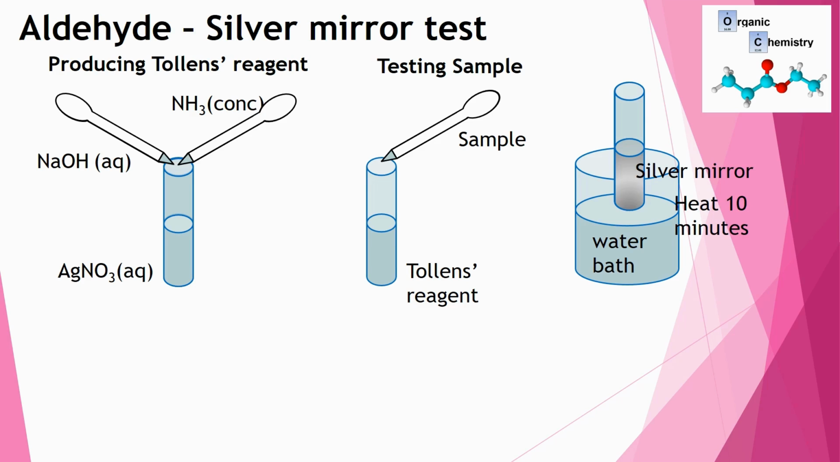What happens is we get a fine silver deposit on the inside of the glass tube, and it looks exactly like a silver mirror. So this is called the silver mirror test.